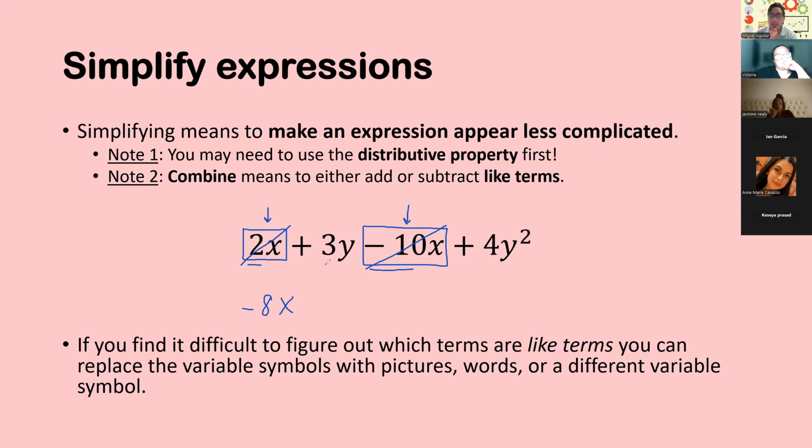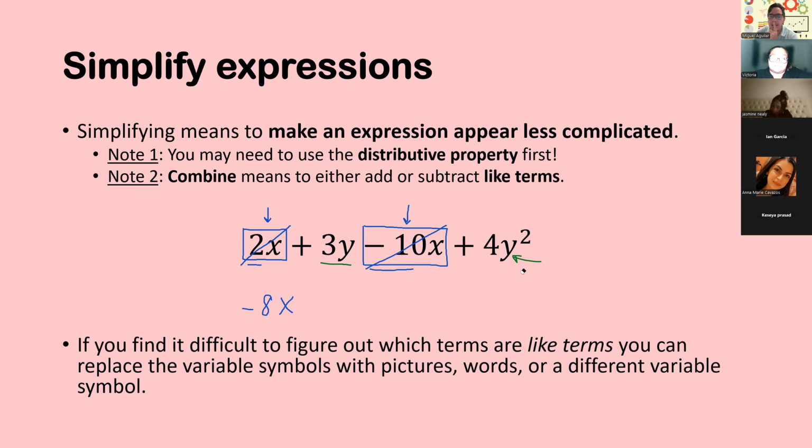Then, are there any other like terms that we could combine, possibly? No. I heard a no. Does anybody want to argue? Possibly it wouldn't be 3y and 4y squared, because you have 2 y's, so maybe you could split the y. You're talking about this y over here? Yeah, the y squared, and then the 3y.